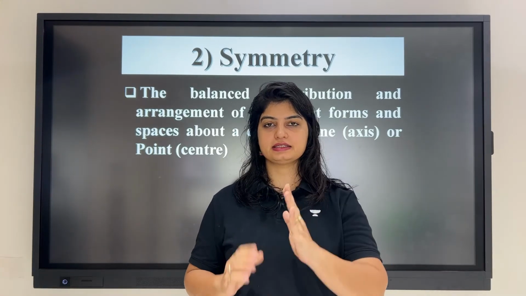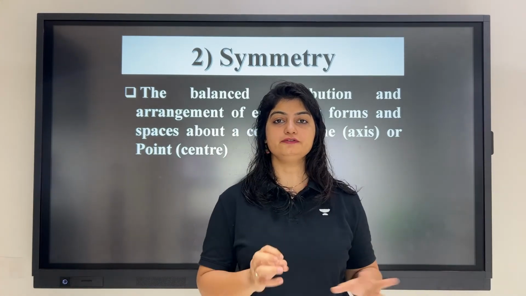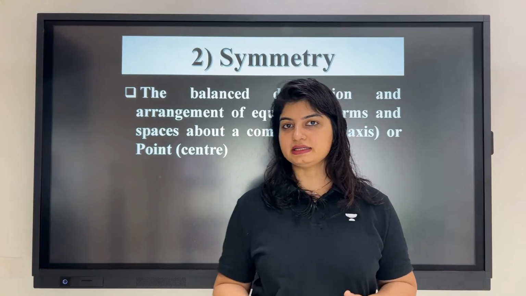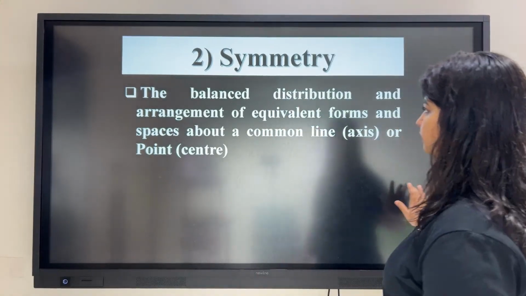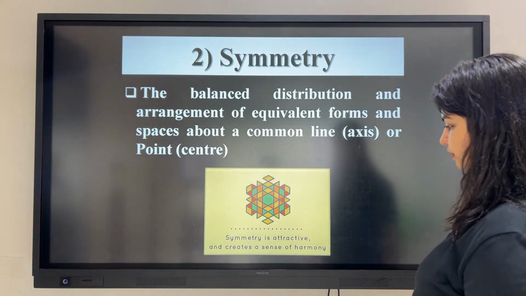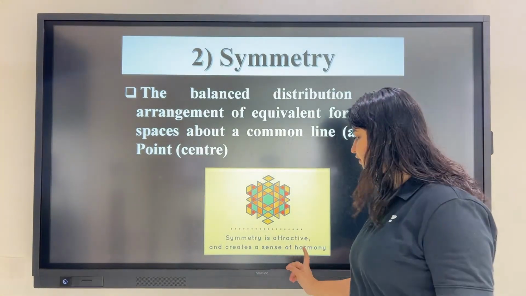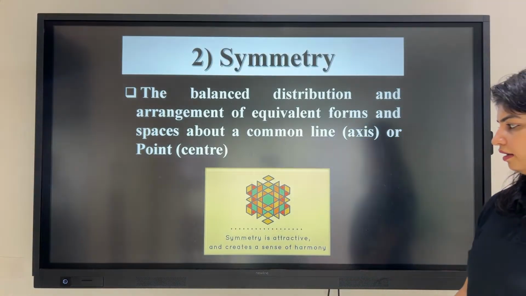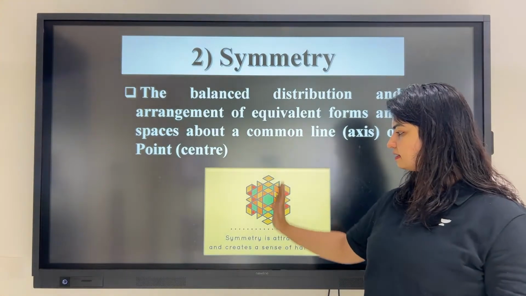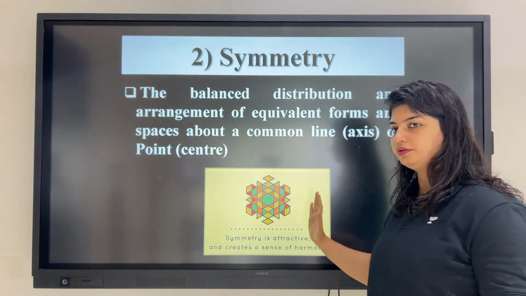If you are using an axis, then on both sides of the axis you have the forms and the shapes used in a balanced distribution, right? So symmetry is attractive and creates a sense of harmony. Okay, if you have this axis, everything over here is the same as over here, right?